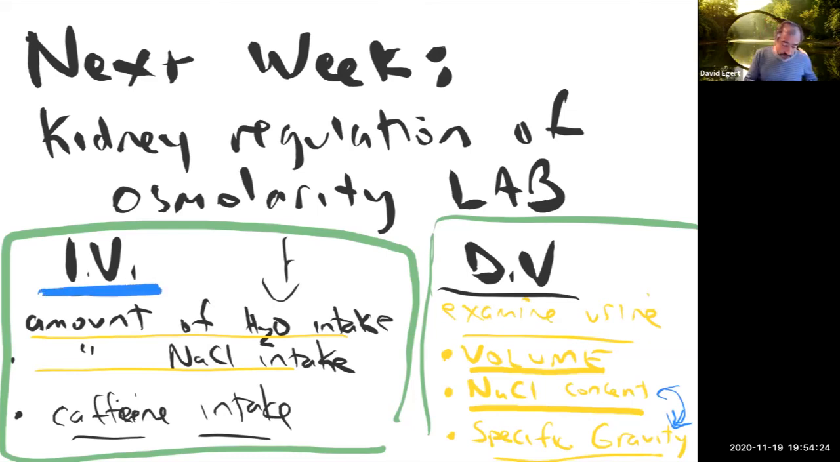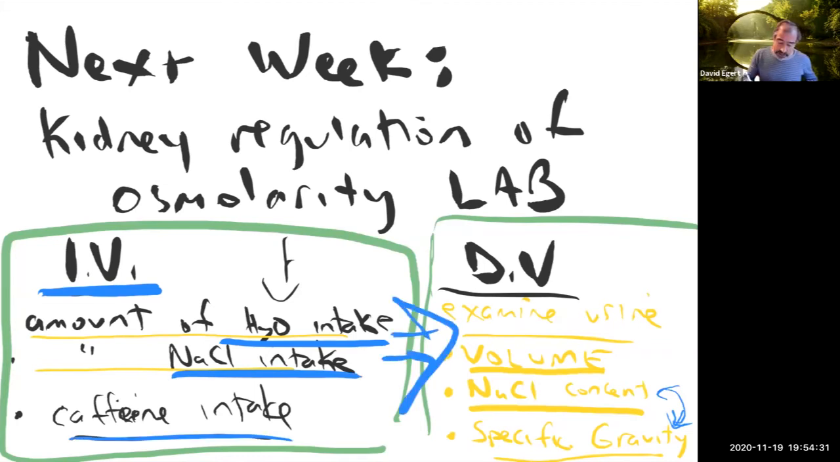Independent variable, we're varying the amount of water intake, salt intake, caffeine intake, and then we're seeing how that affects the volume, sodium chloride, and specific gravity of your urine output.